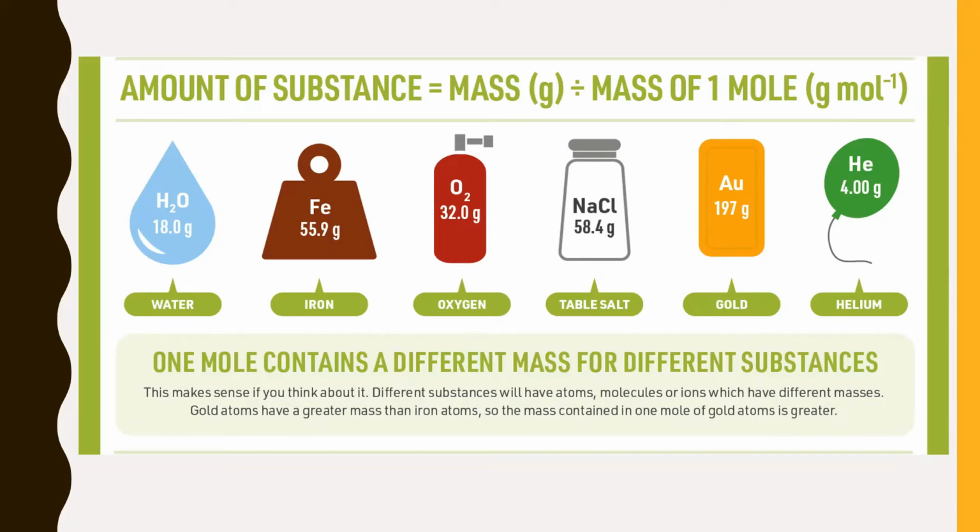For water, we have 0.18. For iron, we have 55.9 grams. For that molecule of oxygen, we have 32 grams. And sodium chloride, we have 58.4 grams. And for 1 mole of gold, we have 197 grams. And lastly, for helium, meron tayong 4 grams for every 1 mole of it. Yan, 1 mole pare-pareho, pero pagkakaiba sila ng mass.